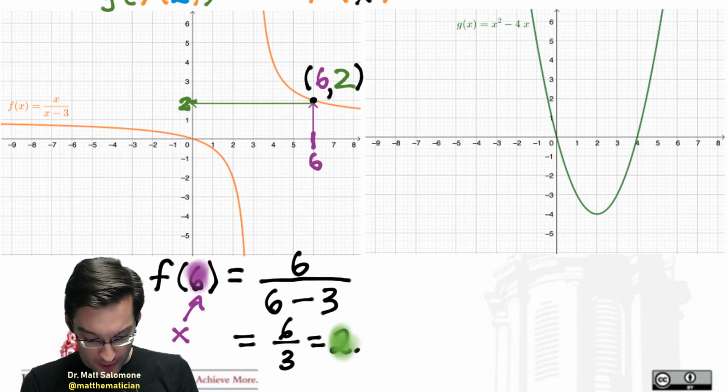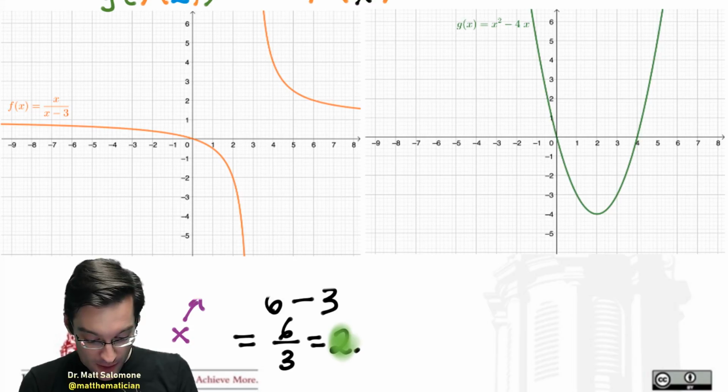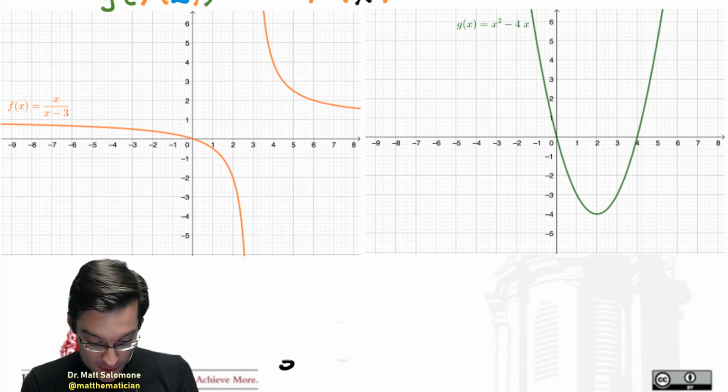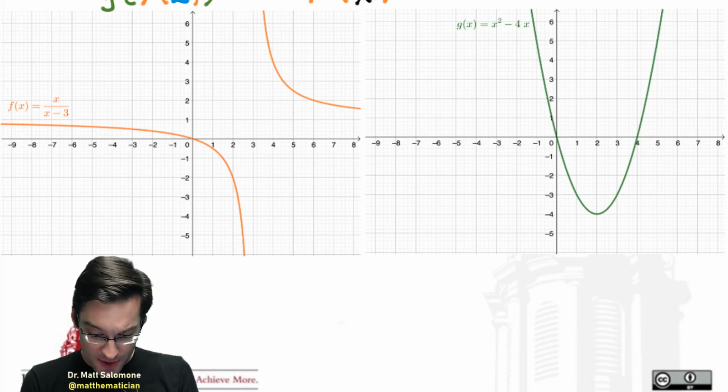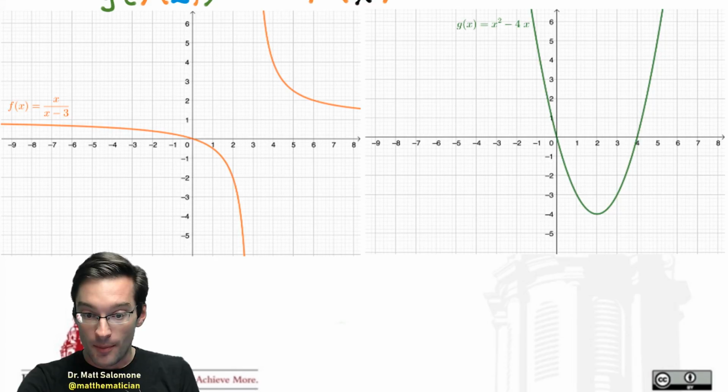So that's all well and good. How are we going to, though, take these functions and use them together in some way? Right. So here's an example of a few questions that we might want to answer about these functions.